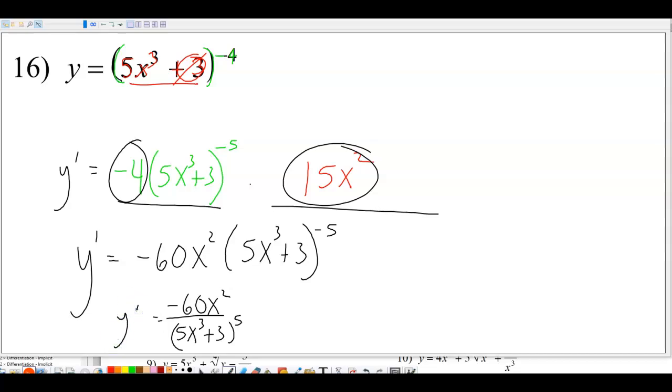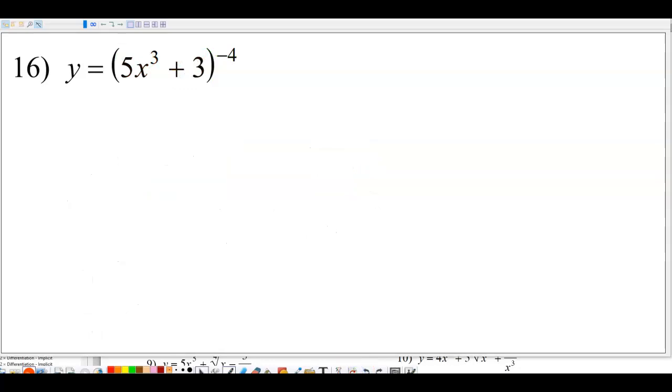But this may be all I expect of you on the multiple choice, but any one of these are possibilities too. All right, let's go ahead and take a look at number 18.